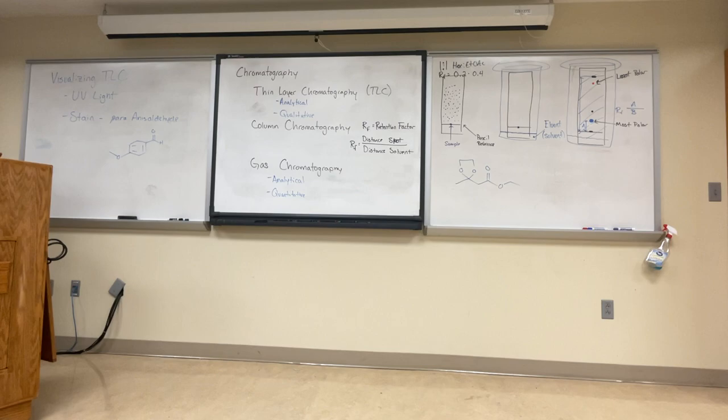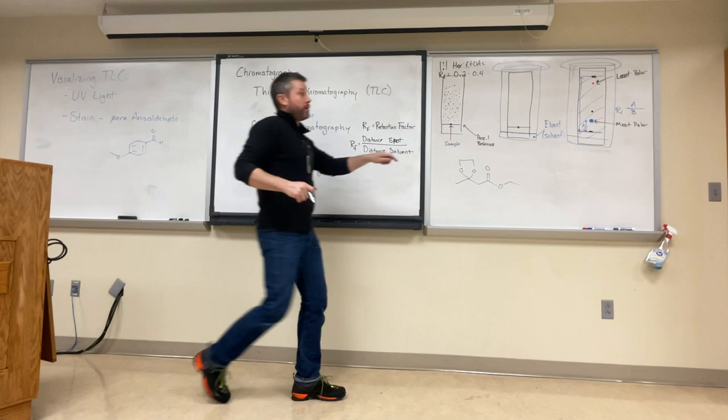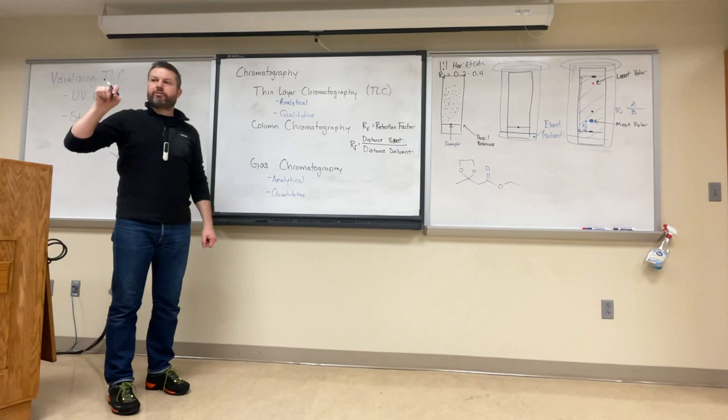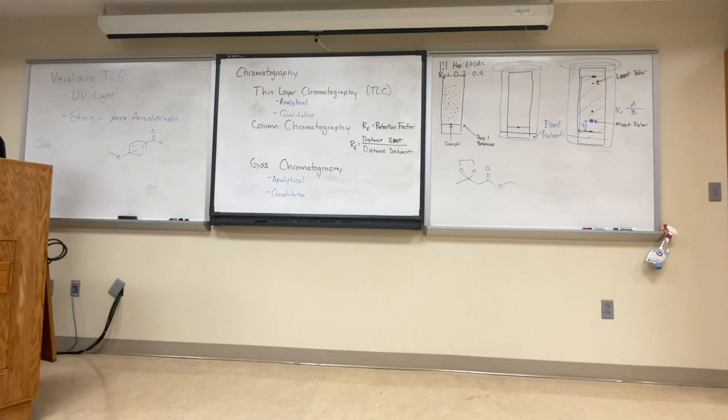We have a jar of this stain. When our plate is developed, we're going to look at it under the UV lamp. If there's anything that is UV active, we're going to take a pencil and circle those spots to know that they're there. Then we're going to take that same TLC plate, hold it by its feet, dunk it into some stain, pull it out, and wipe off the glass with a paper towel to get rid of the excess stain. Then we're going to heat it up. Heating is just going to cause any reaction that will happen to happen a lot faster.